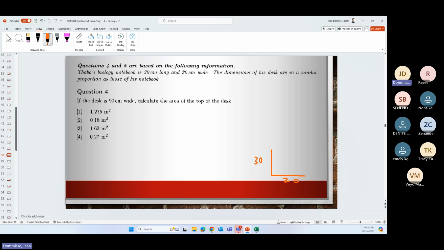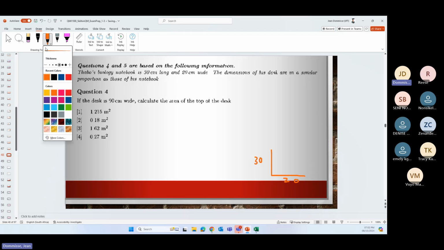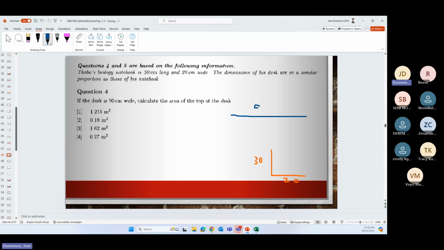If a desk is 90 centimeters wide, and let's make that a different color, calculate the area of the top of the desk. Okay, so first we need to work out what is the length of that desk, and then we will work out what is that whole area, including where the notepad is lying.